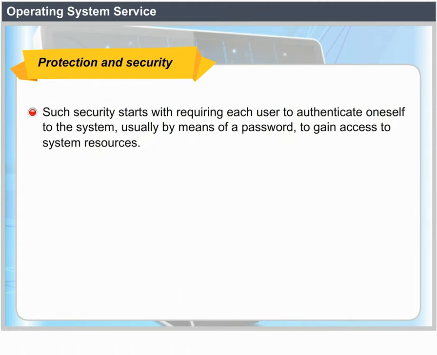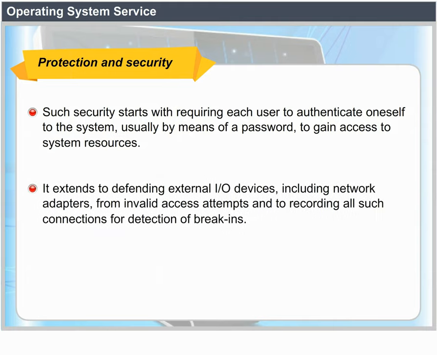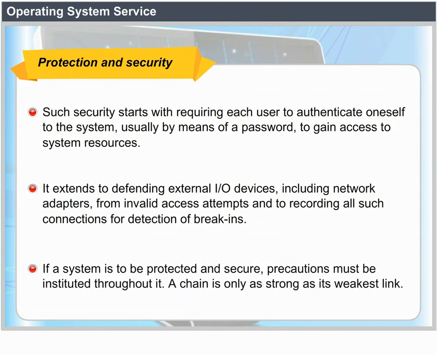Such security starts with requiring each user to authenticate himself or herself to the system, usually by means of a password, to gain access to system resources. It extends to defending external input-output devices, including network adapters, from invalid access attempts and to recording all such connections for detection of break-ins. If a system is to be protected and secure, precautions must be instituted throughout it. A chain is only as strong as its weakest link.